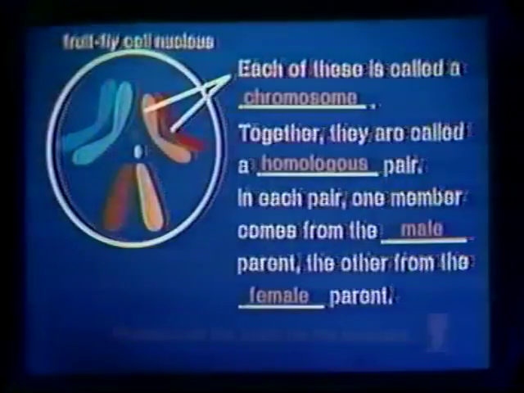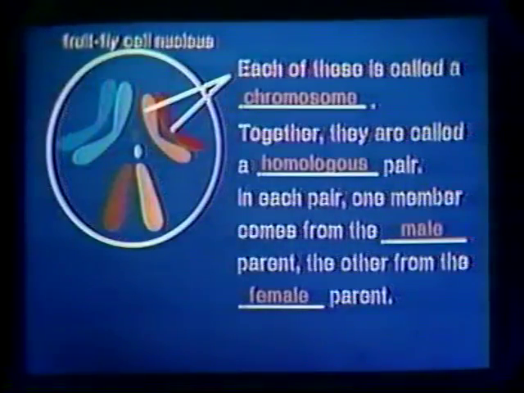Here's how the sentences in the preceding exercise should look. Each of these is called a chromosome. Together, they are called a homologous pair. In each pair, one member comes from the male parent, the other from the female parent.